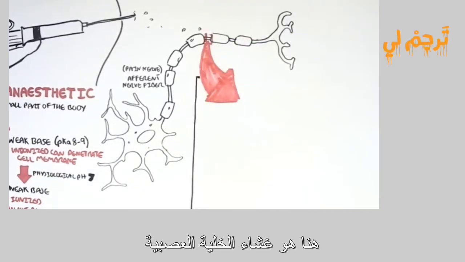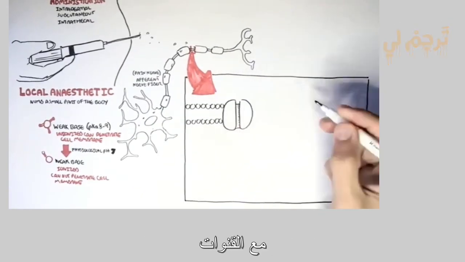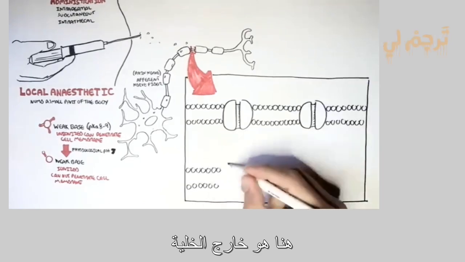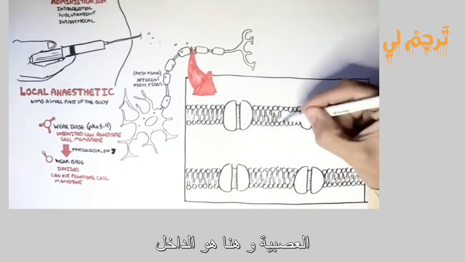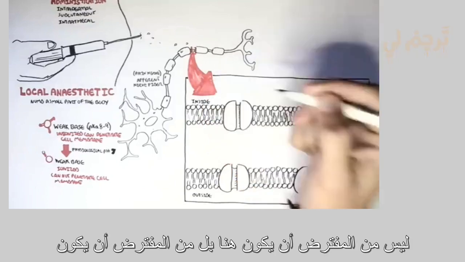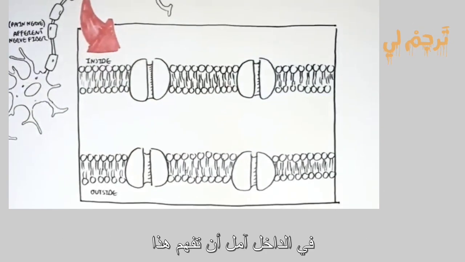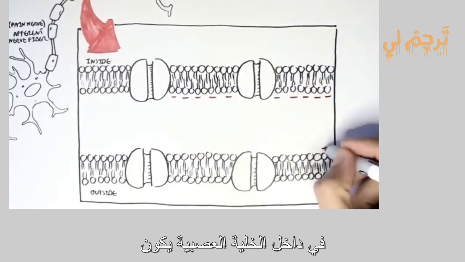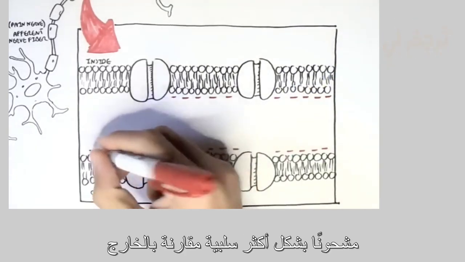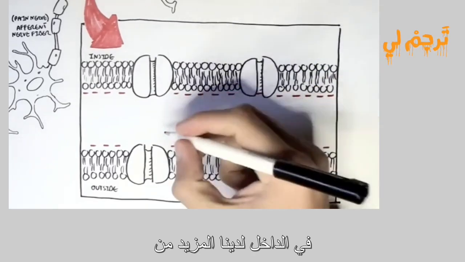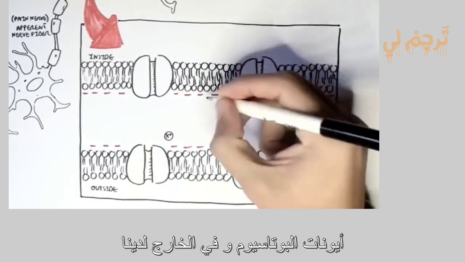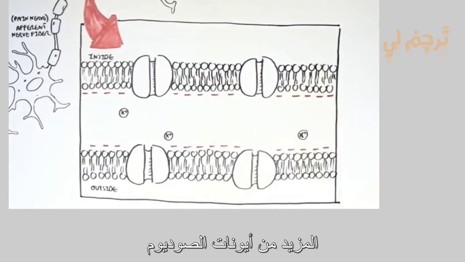Here is the cell membrane of the neuron with channels. Here is the outside of the neuron, and here is the inside. I hope you understand that. On the inside of the neuron, it's more negatively charged with respect to the outside. On the inside, we have more potassium ions, and on the outside, we have more sodium ions.